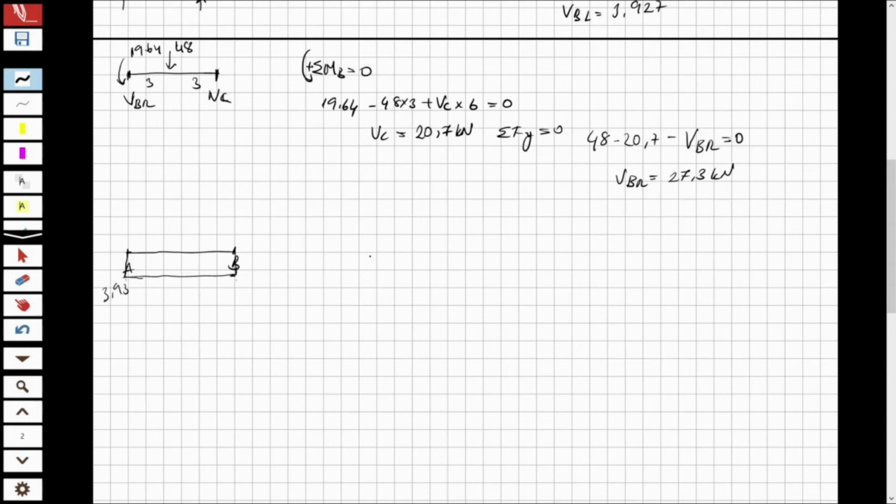And let's draw the shear for the second part. I'm going to draw the moments. And for the second part, that will be something like that. Also, sorry, this is 5 meter, this is 6 meter, because we will need it. And now I have at VB right, what is VB right? VB right is 27.3. So I will go up at this 27.3.